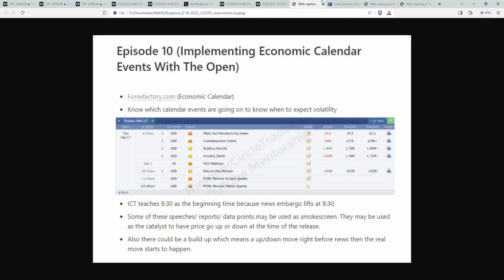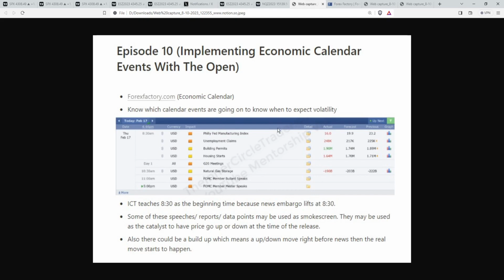Now we'll be taking a look at the economic calendar and how to utilize that. ICT talks about 8:30 is the news embargo lifts, meaning that's when news starts to hit the market, and news can be used as a smoke screen. It's used as manipulation. They're either going to use it to take out liquidity, or they're going to use it as volatility to deliver to a target, whether it be delivering to an imbalance or a level of buy side or sell side liquidity.